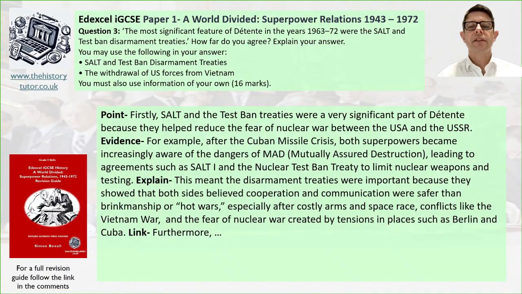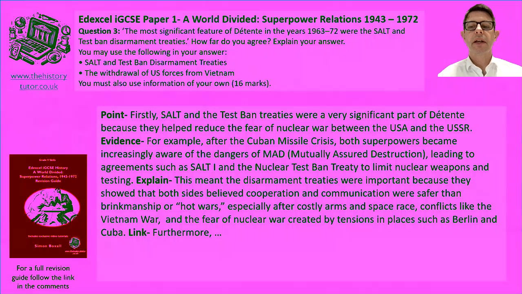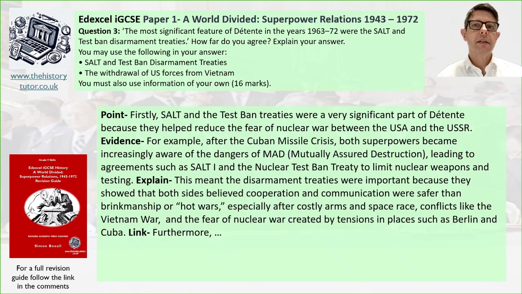Okay, so I've said this meant the disarmament treaties were important because they showed that both sides believed cooperation and communication was safer than brinkmanship or hot wars, especially after the costly arms and space race, conflicts like the Vietnam War, and the fear of nuclear war created by tensions in places like Berlin and Cuba.